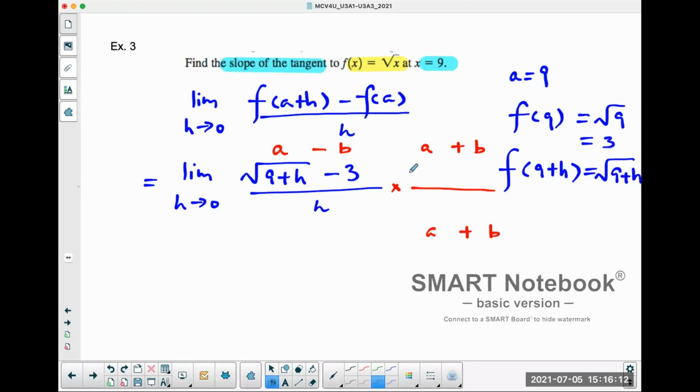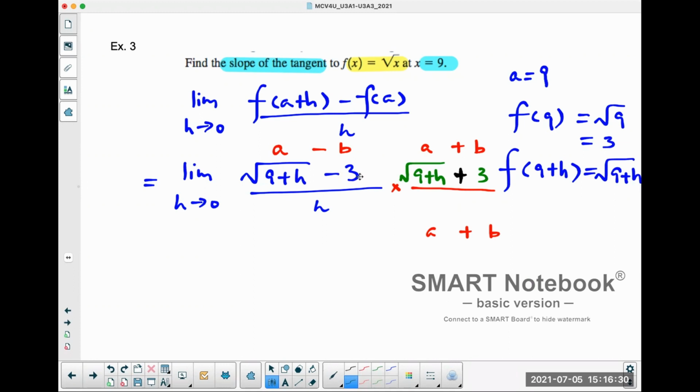A is whatever's in the front. That's square root of 9 plus h. B is whatever is at the back. That's a 3. Since this is minus, the conjugate is going to be, and I'm going to use a different color here, plus.